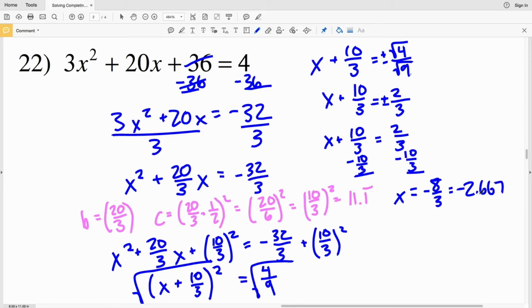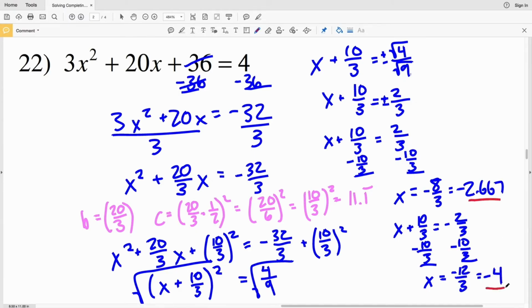So negative 2.667. So that's solving when it's equal to positive 2 thirds. Now let's solve when it's equal to negative 2 thirds. When x plus 10 thirds equals a negative 2 thirds, we'll subtract 10 thirds from both sides to get that x is equal to negative 2 over 3 minus 10 over 3, which is negative 12 over 3, which simplifies to negative 4, since 3 goes into 12 evenly.